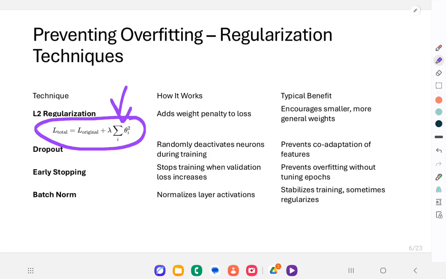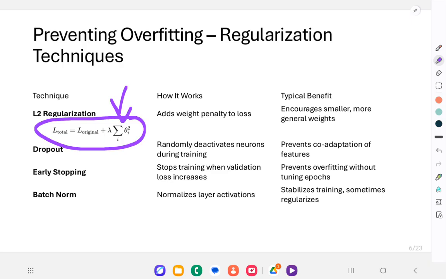This way, the penalty will grow with the size of the weight, right? The idea is to discourage the network from learning large weight values, right? Why do we need that? Because large weights tend to make the model overly sensitive to inputs, right? Which can lead again to overfitting, okay?